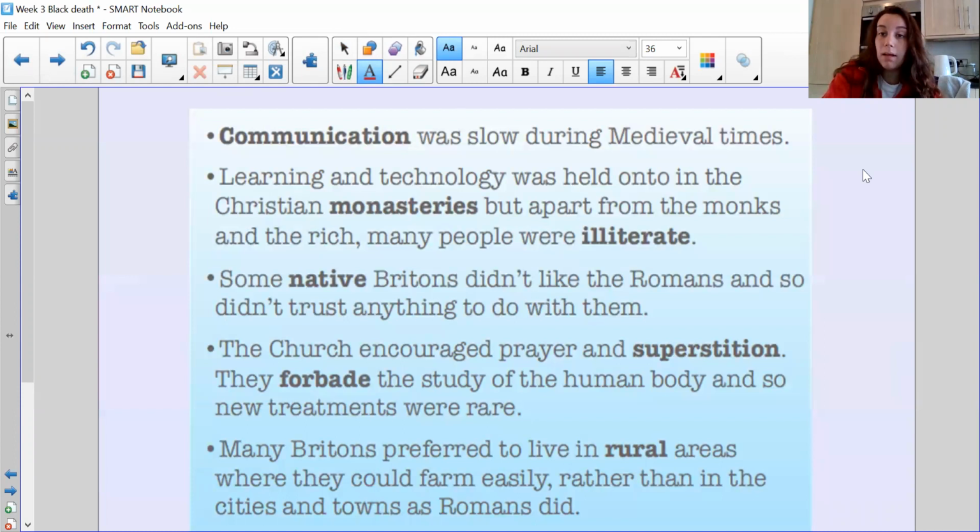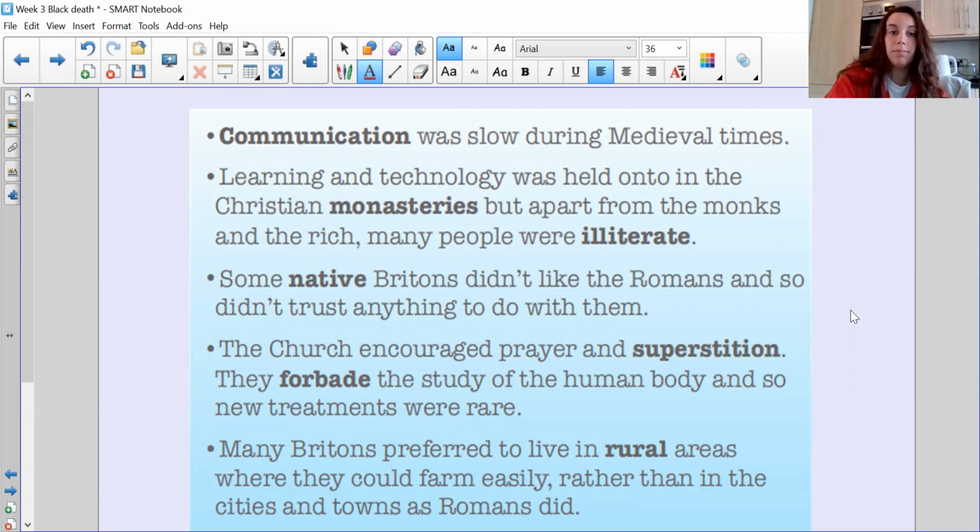So here are some facts about the medieval times. Communication was slow during the medieval times. Learning and technology was held onto in the Christian monasteries, but apart from the monks and the rich, many people were illiterate. Some native Britons didn't like the Romans, and so didn't trust anything to do with them. The church encouraged prayer and superstition. They forbade the study of the human body, and so new treatments were rare. Many Britons preferred to live in rural areas where they could farm easily rather than in cities and towns as the Romans did.